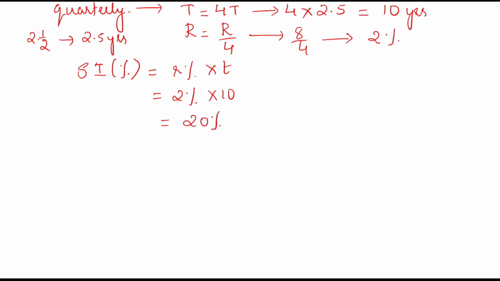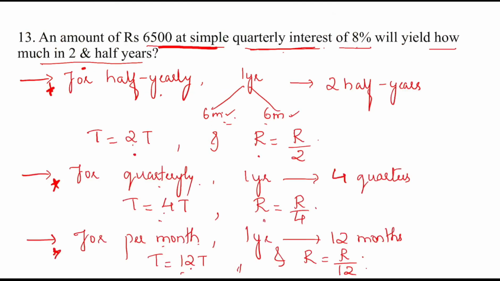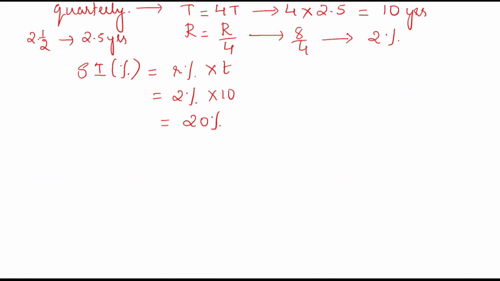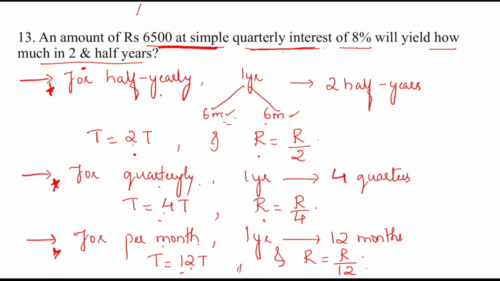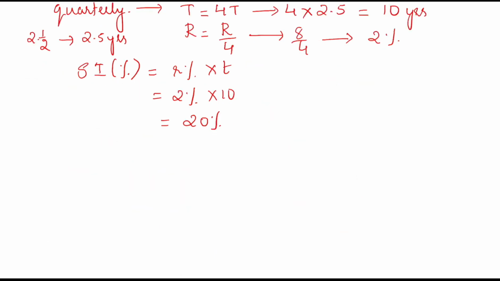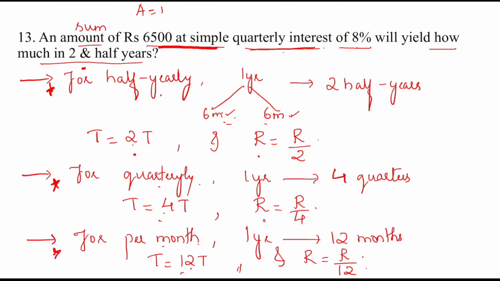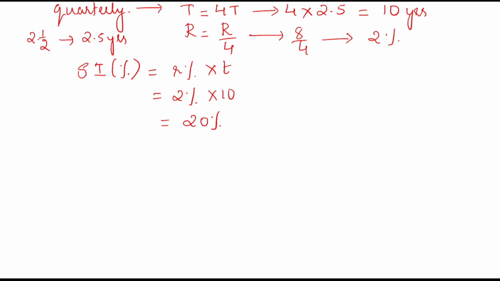Now we know that an amount of rupees 6,500, it is simple interest. Don't take it as amount, because amount is P plus SI. Here they are saying a sum of rupees, it is nothing but a sum of rupees. So a sum of rupees 6,500 at simple interest will lead to how much in 2.5 years they are saying.